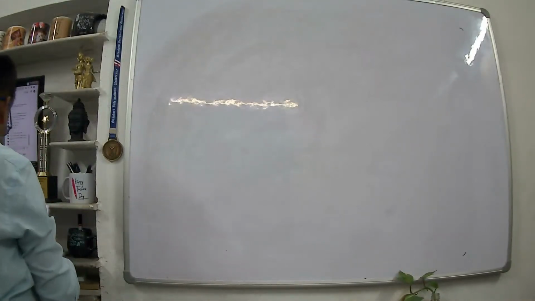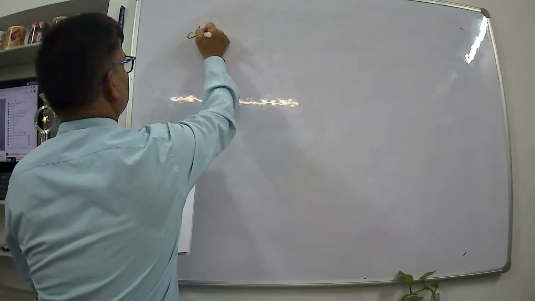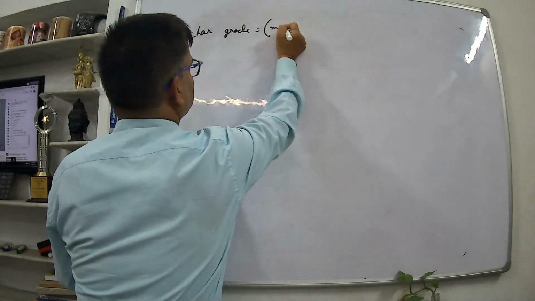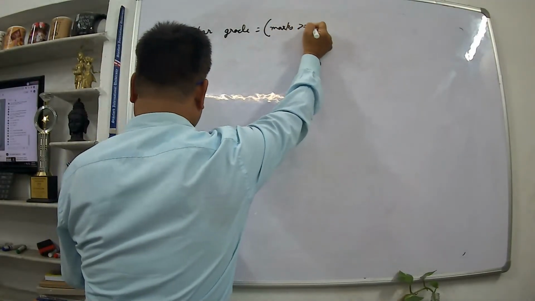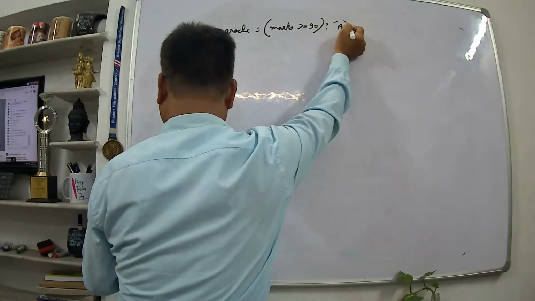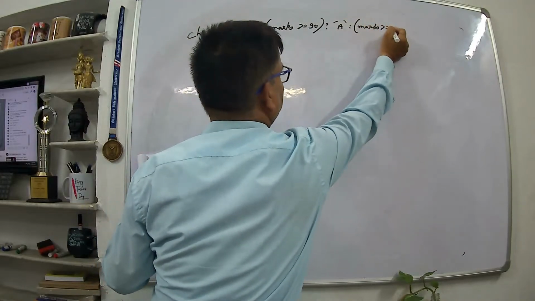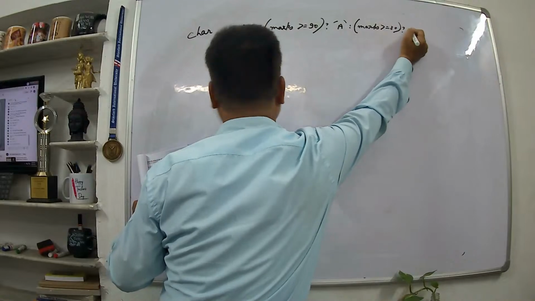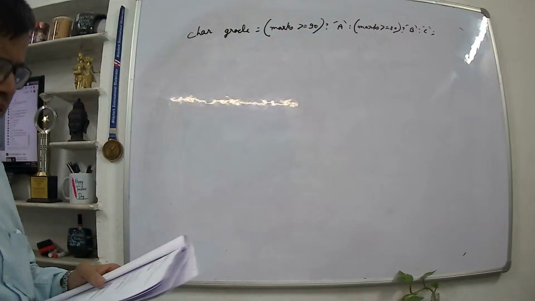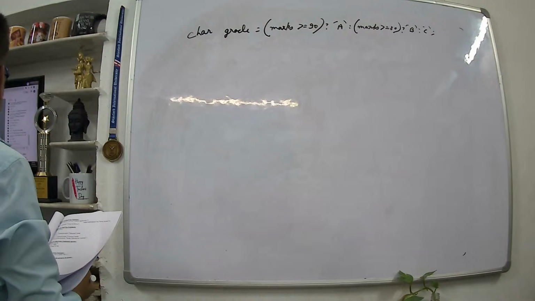If I say char grade is equal to marks greater than equal to 90 question mark A colon marks greater than equal to 80 question mark B colon C. You have to rewrite this using if else if statements.